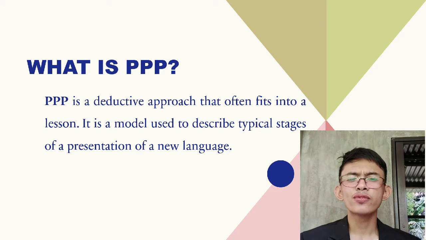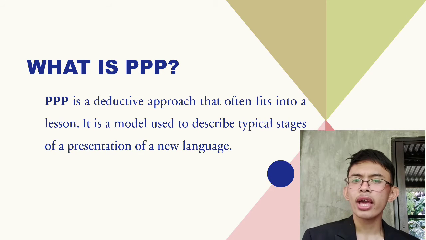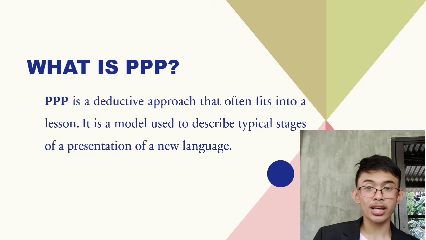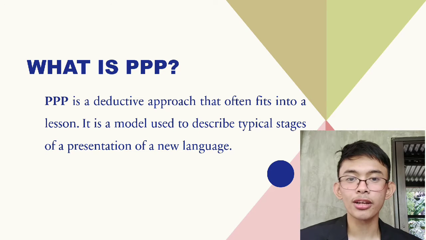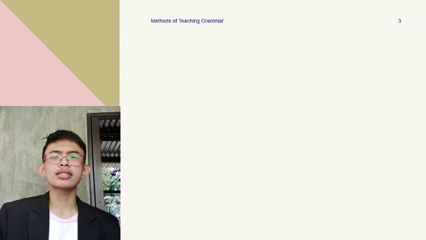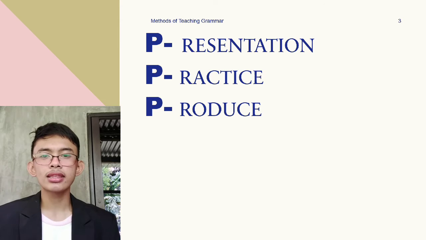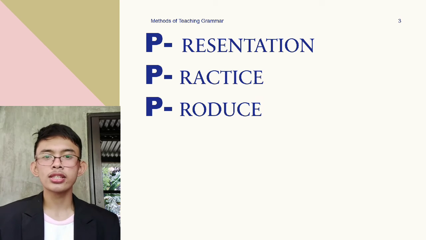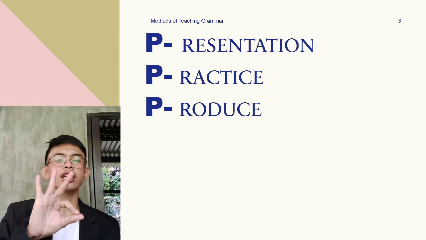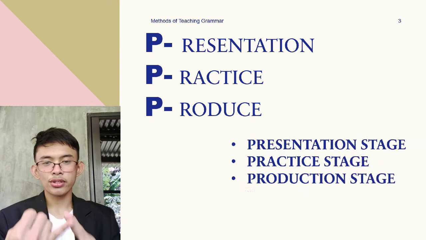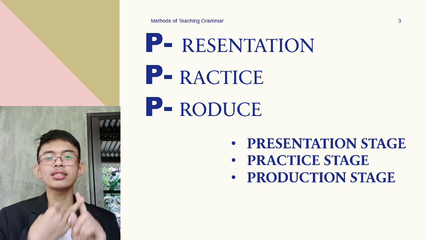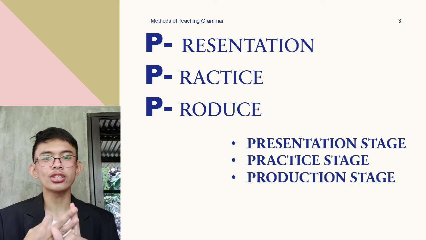This method is very common in the teaching and learning process because of its unique features. And that unique feature is the rapid reduction of teacher screen time and the increase of students' talk time in the process of learning. So PPP stands for Presentation, Practice, and Production. This method comprises 3 stages: the presentation stage, the practice stage, and the production stage.